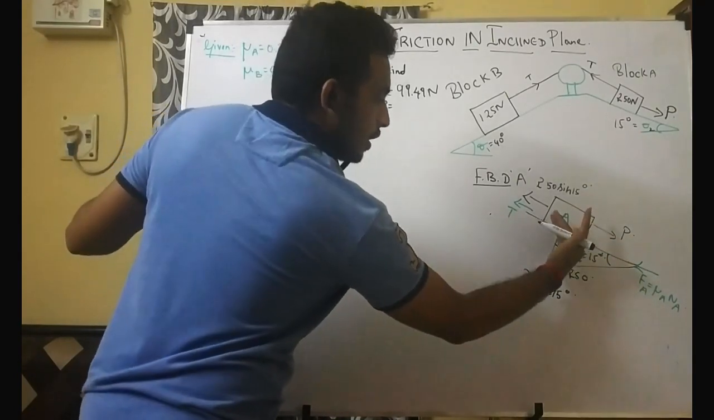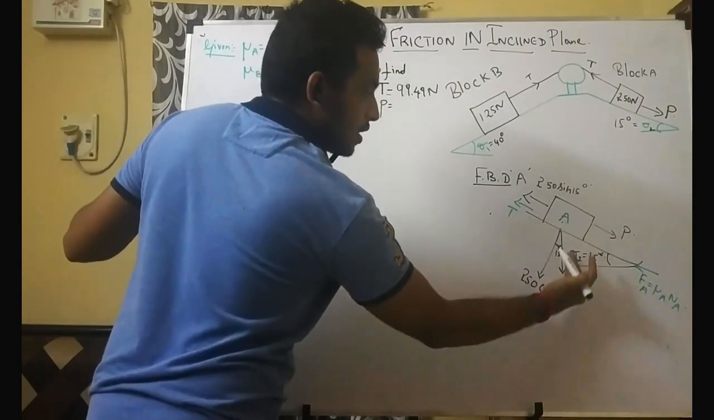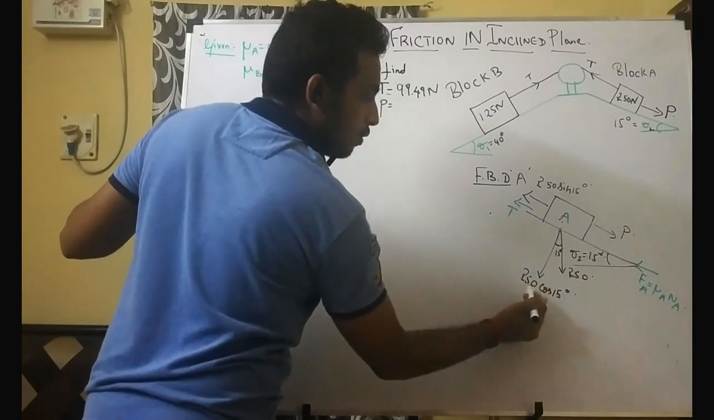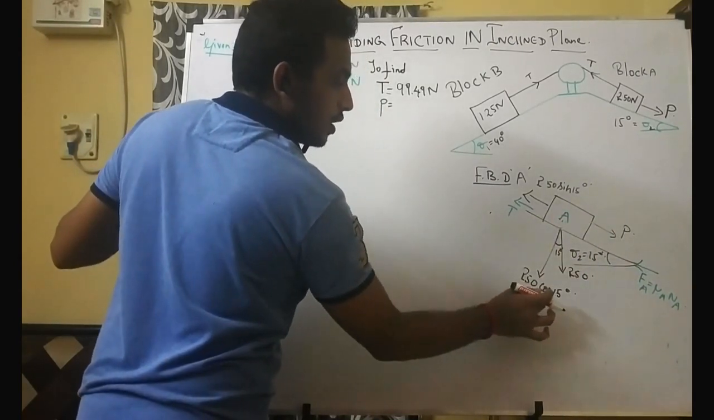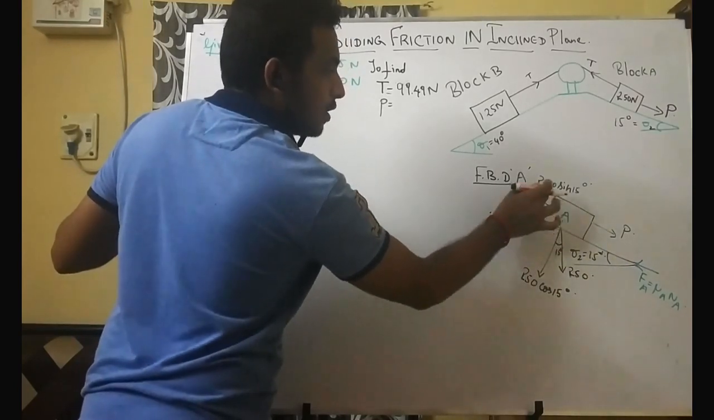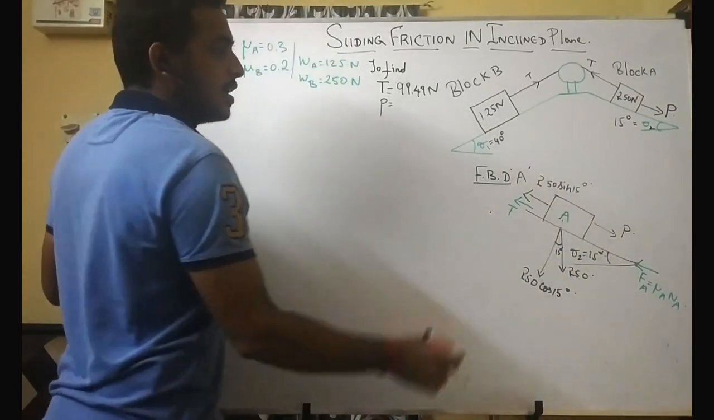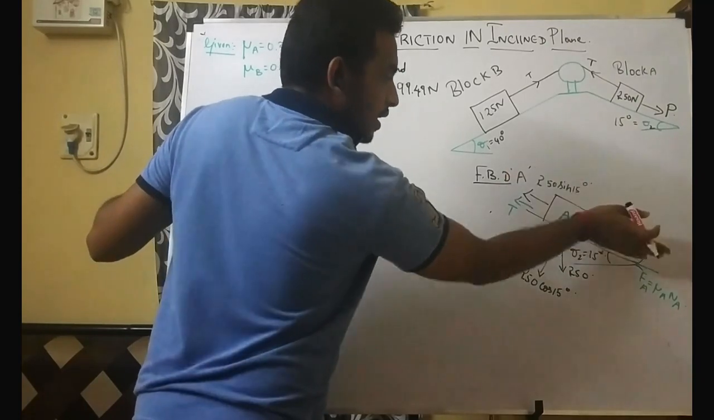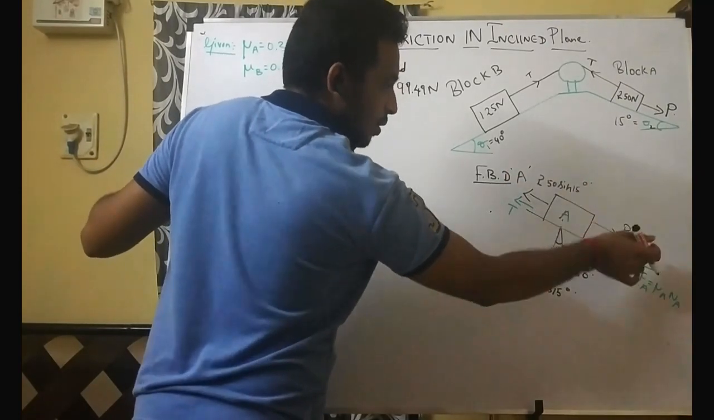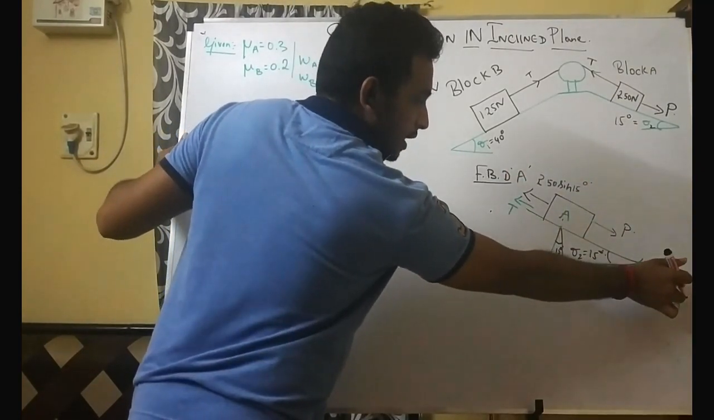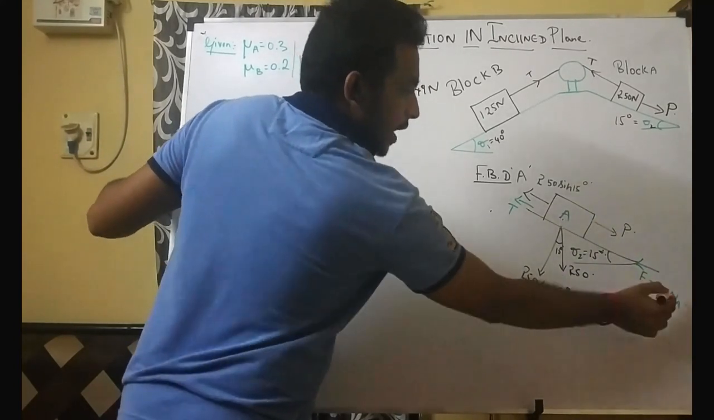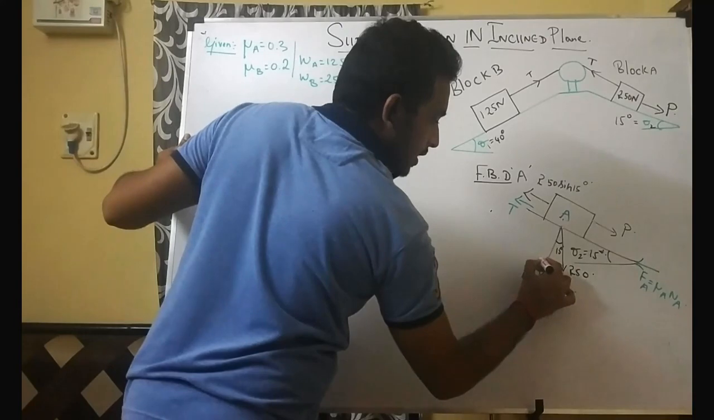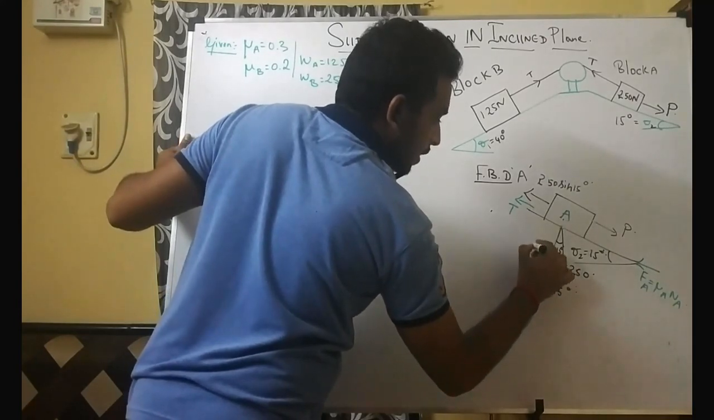Resolving the weight of block A, W equal to 250 Newton, we get 250 cos 15 degrees and 250 sin 15 degrees in this direction. Since the pulling effect in this direction moves the block downward, the frictional force will act in the opposite direction, such that FA is equal to mu A times NA, and our normal reaction acts in this direction, that is NA.